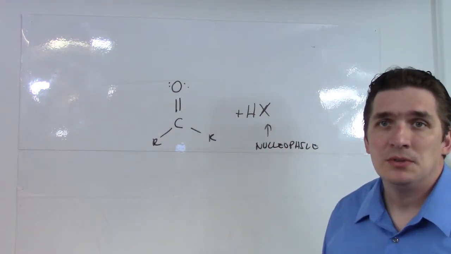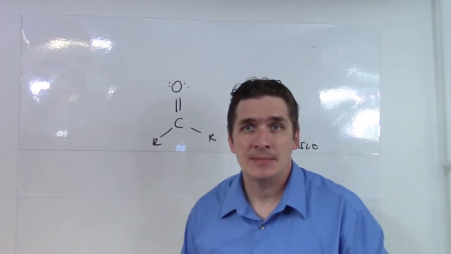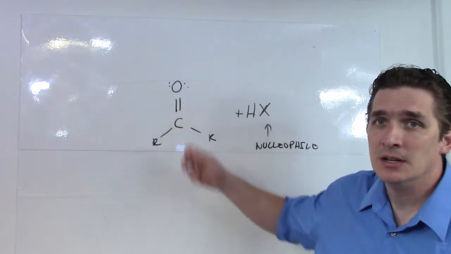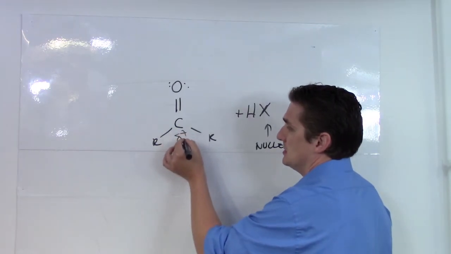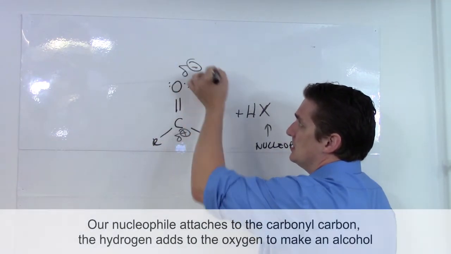So where do nucleophiles like to attack? Well, they like to attack positive things. And if we look at the carbonyl here, the carbon here is going to be positive, and the oxygen here is going to be negative.